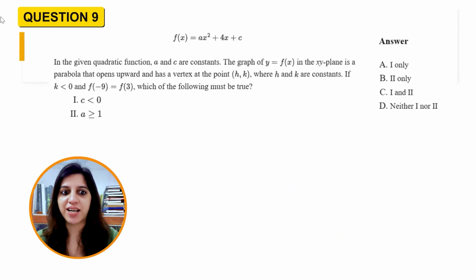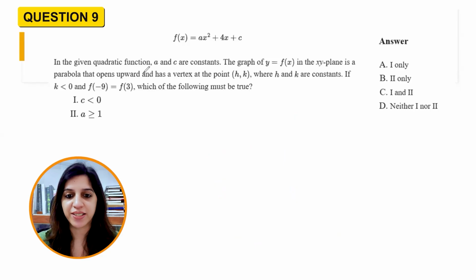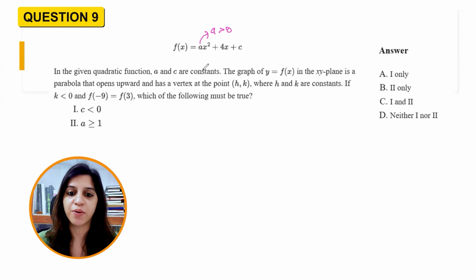And also we need to move fast, so we need to be careful about a lot of things. So they've given a quadratic function ax square plus 4x plus c, and they are saying the graph is a parabola which opens upwards. So I know if it opens upwards, that is concave up, which means a is positive, a is greater than 0. And it has a vertex at the point h comma k, where h and k are constants. If k is negative, it means the y coordinate of the vertex is negative, which means I can imagine putting my vertex somewhere in the third or fourth quadrant.